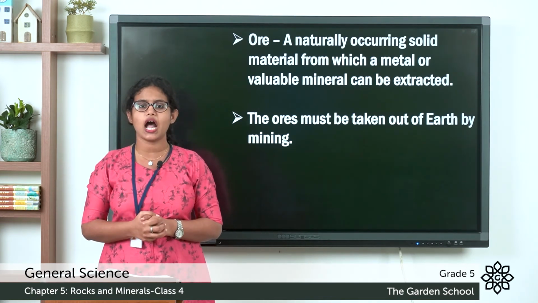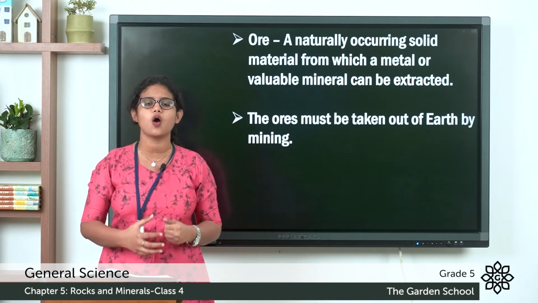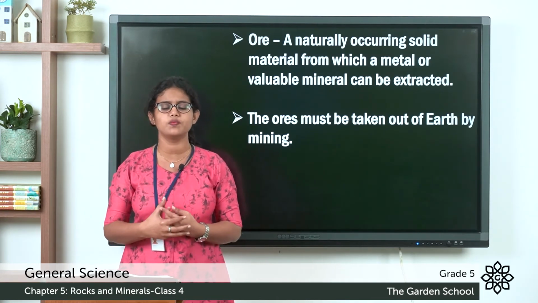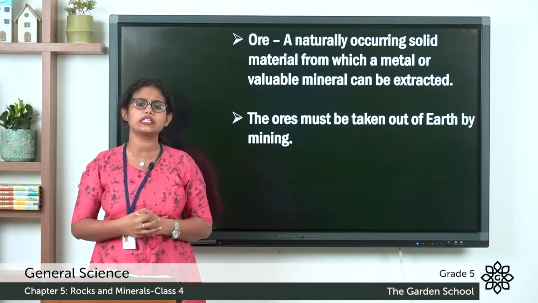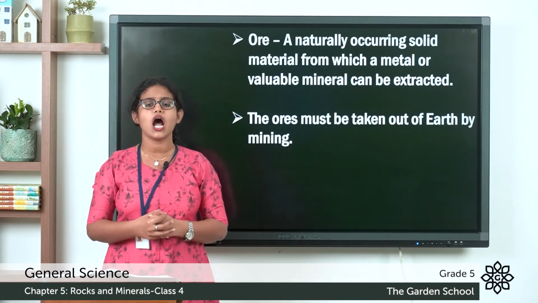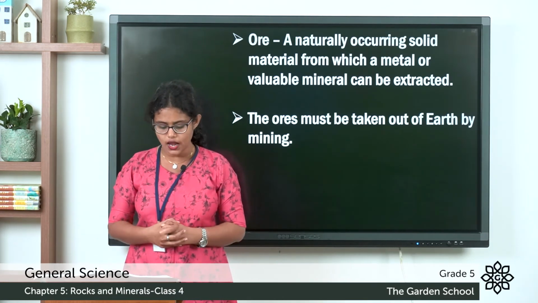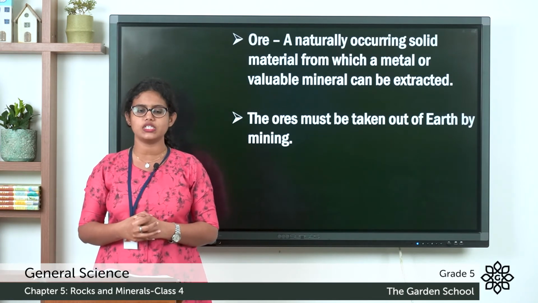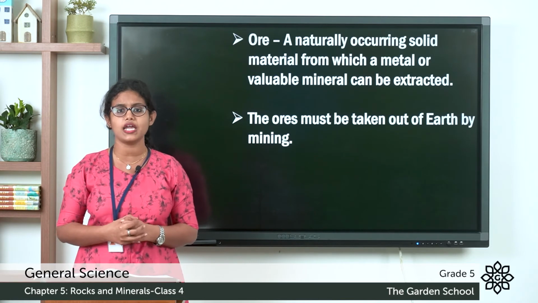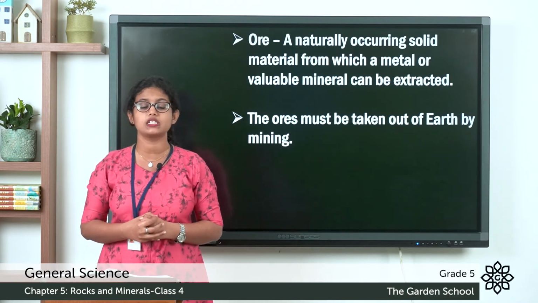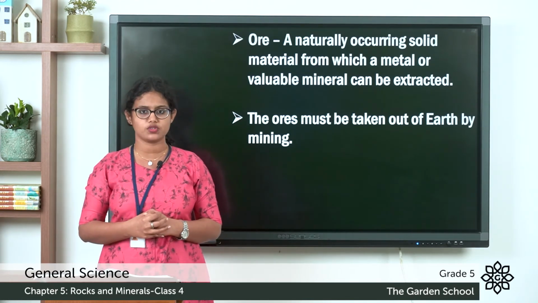So iron, aluminium, copper, all these occur as ore. And how do we take this ore? We take this ore out of earth by the process of mining. And after that, it is sent to the factories from which metals are extracted. For example, iron ore. From iron ore, the metal iron is extracted. So that is about minerals.